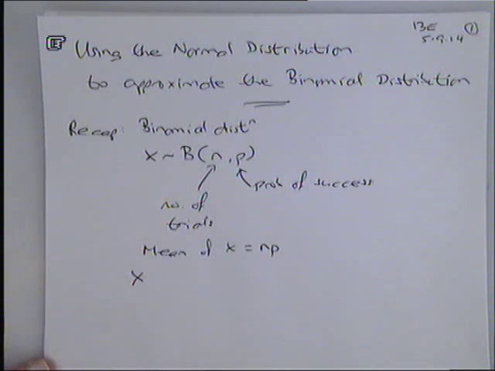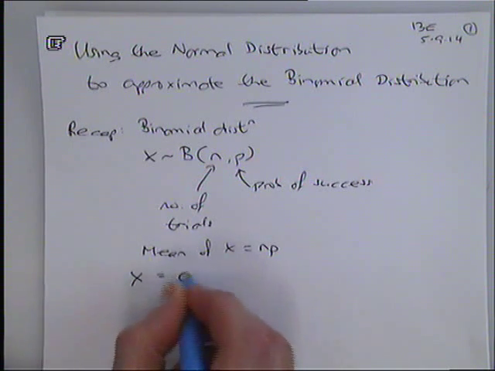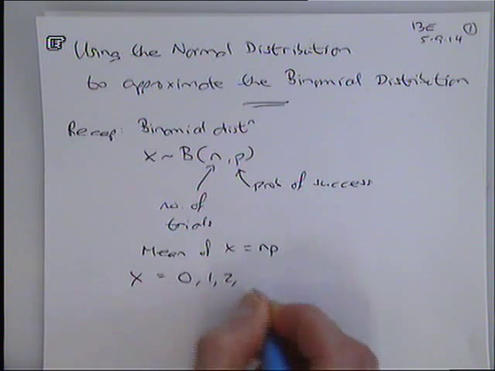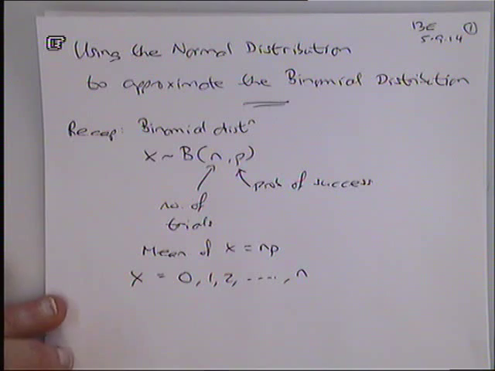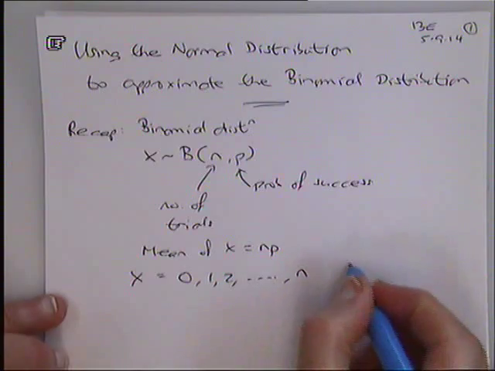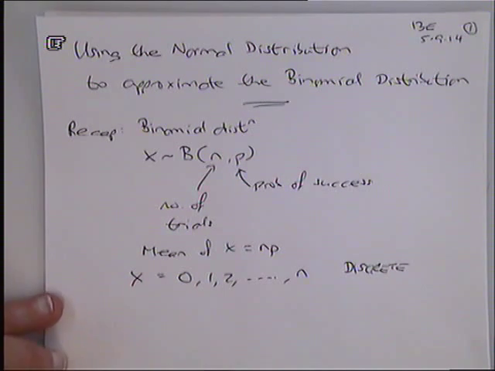Okay, the values that x can take. What values can x take for the binomial distribution? Between 0 and n, yeah. You can have no successes, 1 success, 2 successes. You can have no more than n successes. So what sort of distribution is x? I know it's binomial, but binomial is an example of a discrete distribution because it can only take a limited number of values as opposed to a continuous distribution.